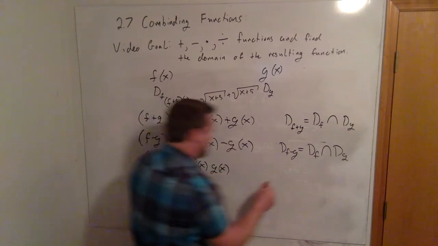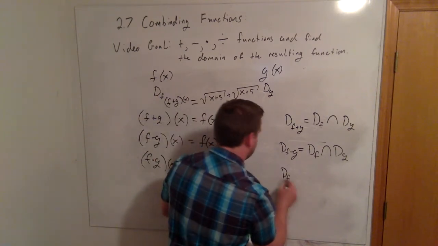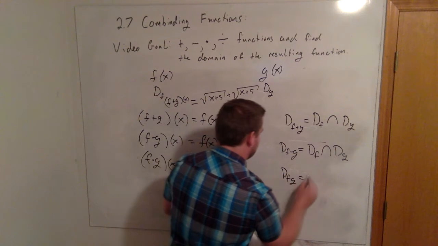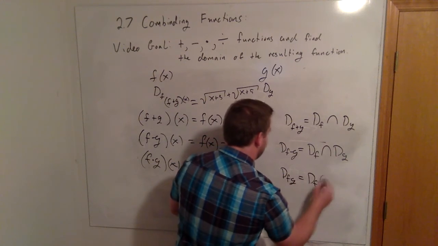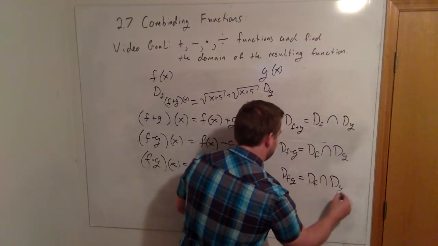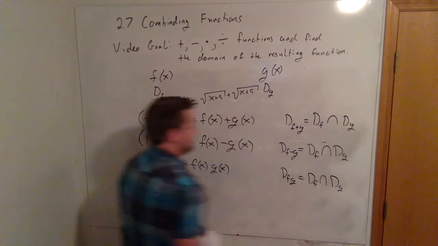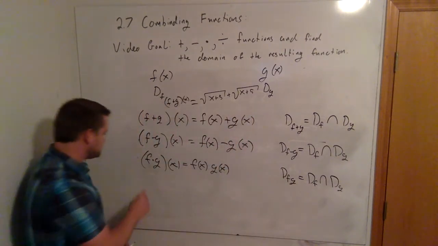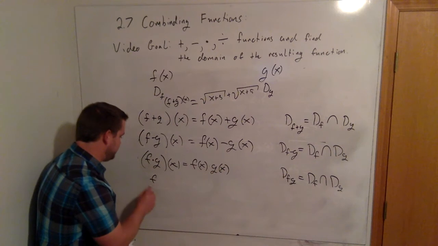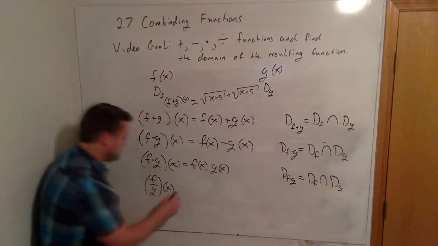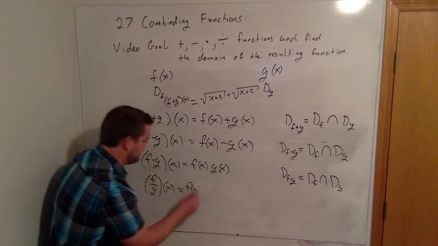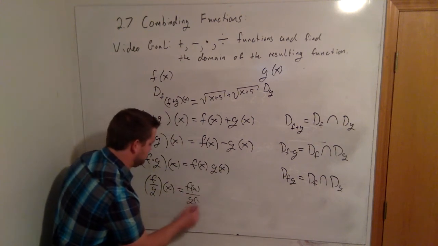And similarly, the domain of this has to work for both of them. What's the domain of f times g? Well, it has to be everything in the domain of f and everything in the domain of g, which just means the intersection of those two sets. Now, the last case, what if I could divide two functions? This means I'm taking the outputs of f and dividing them by the outputs of g.